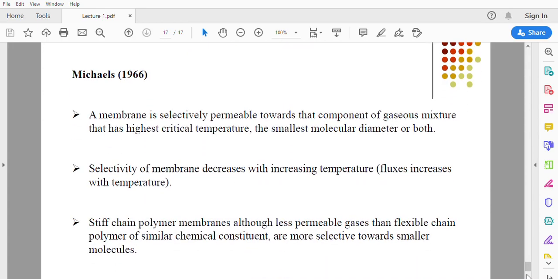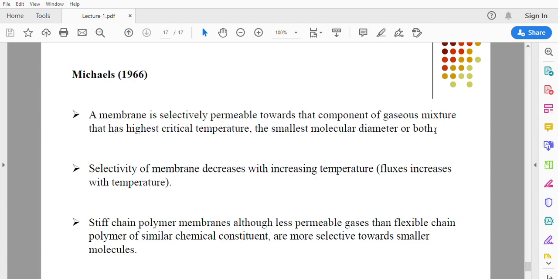Now there are some rules given by Michel in 1966 for gas separation. The first is that the membrane is selectively permeable towards the component of the gaseous mixture that has the highest critical temperature and smallest molecular diameter, or both. Generally this is the thumb rule. The membrane can selectively separate the component from the gaseous mixture which has the higher critical temperature, so the diffusivity will be high, and the molecule size will be low.